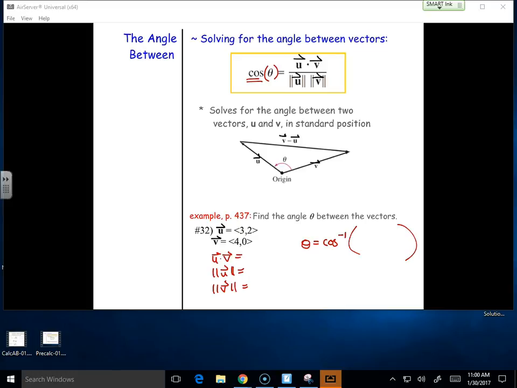So horizontal times horizontal is 12, right? Plus vertical times vertical, 0. So therefore the dot product will be 12. Is that okay? Yep.